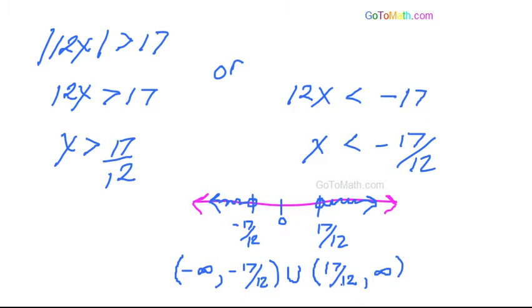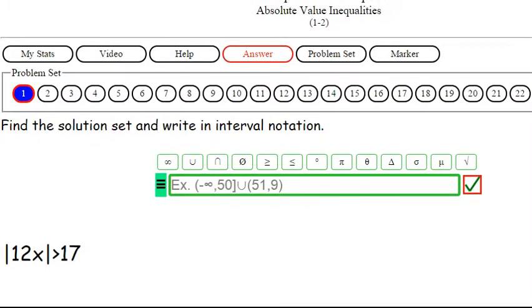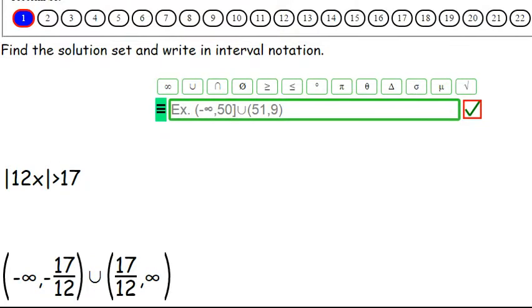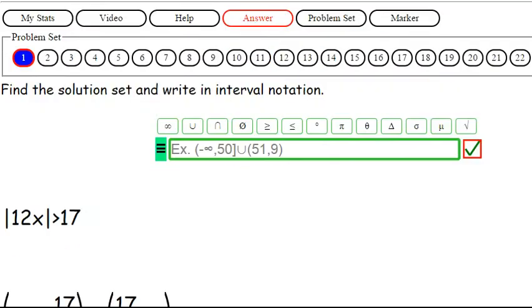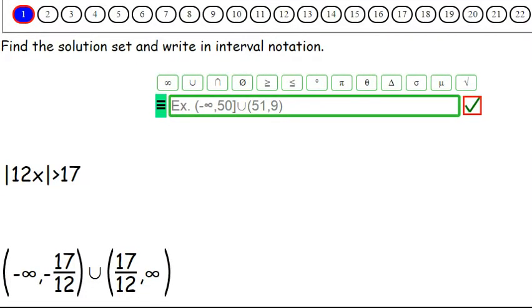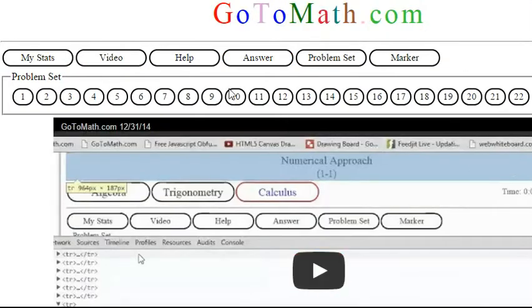Okay, we got that. All right, let's move over here. Click on the answer: negative infinity to 17 over 12, union. Then you can go ahead and type that in right there and check that out, make sure that works. If you have any problems, go up to contact us and let us know if you run into any issues, because you never know. Okay, so there it is. Come on by, practice, and I'll see you later.